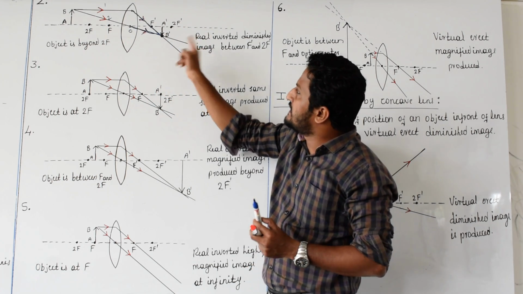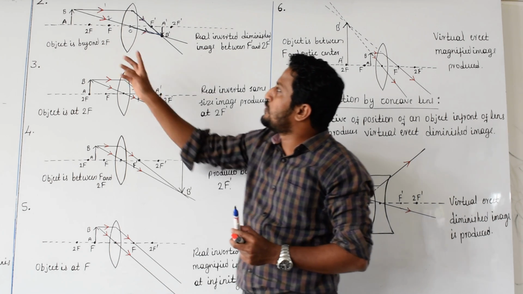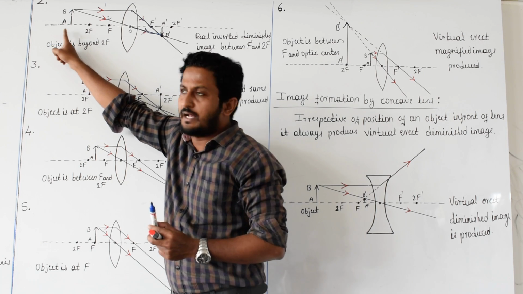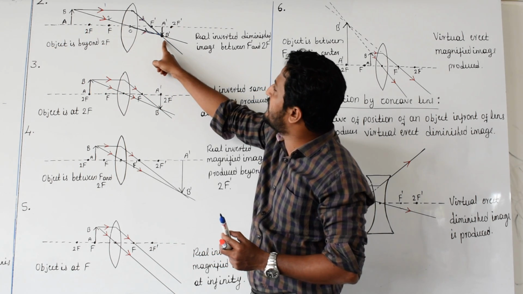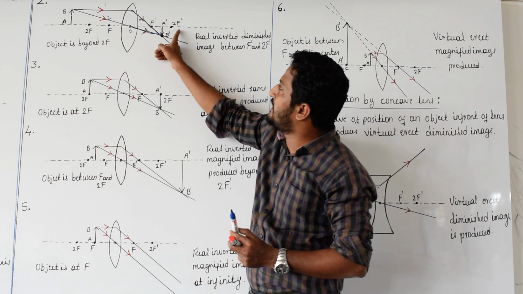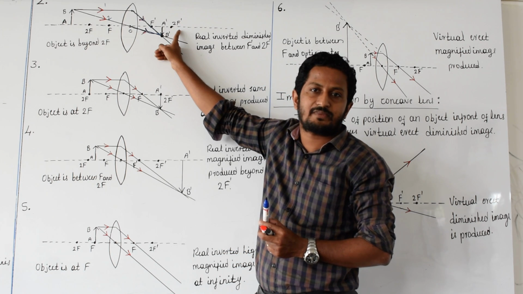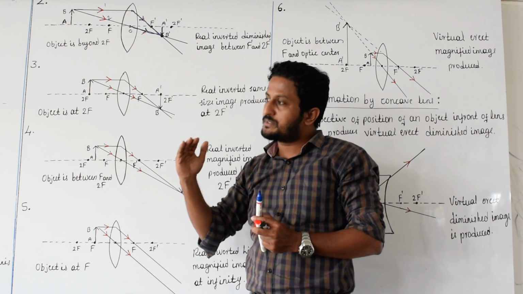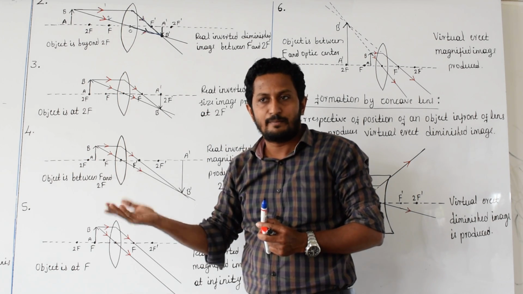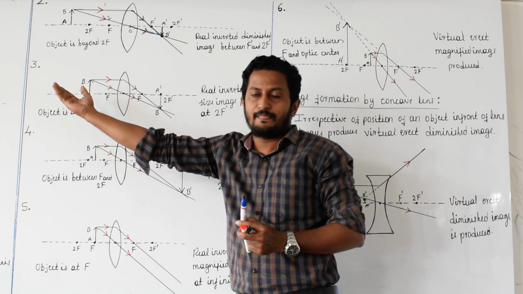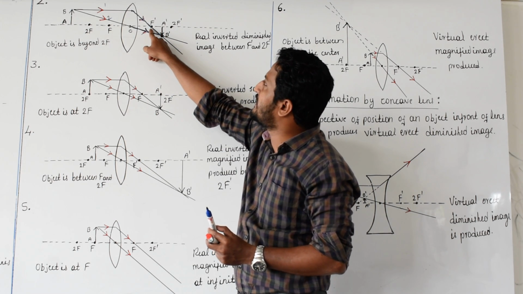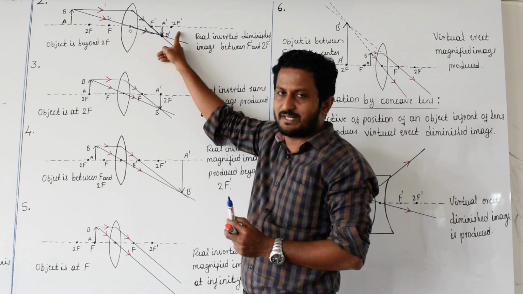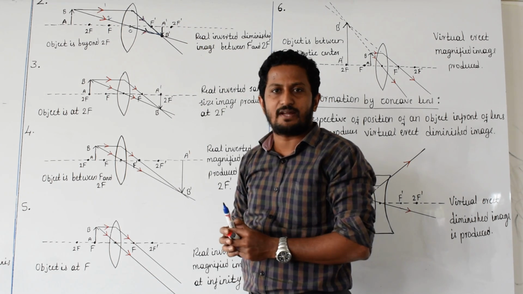Okay? In this case, you see here, you placed the object beyond 2f and you got the image between f dash and 2f dash. Getting what I mean to say? On that side, if you keep the object beyond 2f, then the image is going to be present between f and 2f, or else f dash and 2f dash.